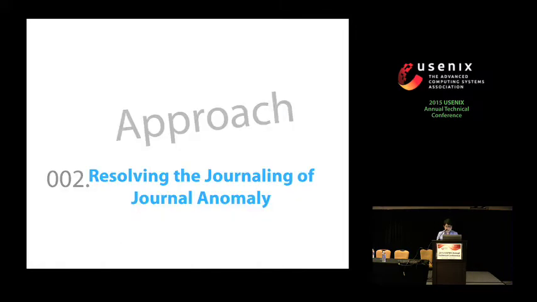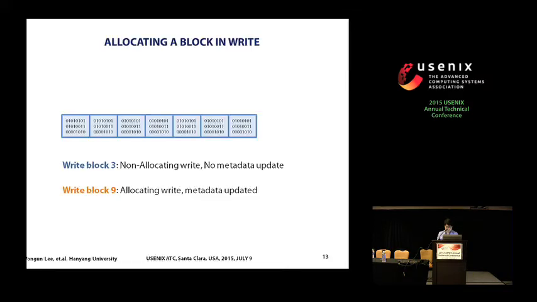We reviewed the ways to write in the file system, hoping to get insights on solving the journaling of journal anomaly. There are 2 types of write in the EXT4 file system: allocating write and non-allocating write. Metadata is updated in allocating write, and non-allocating write does not update important metadata.